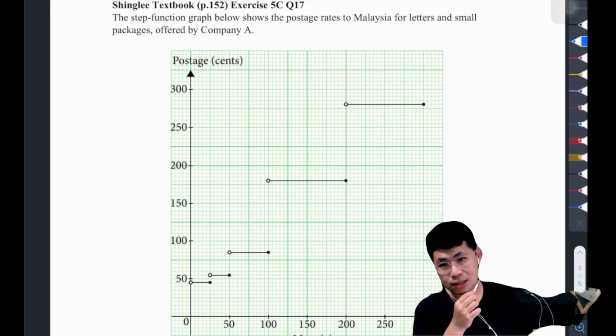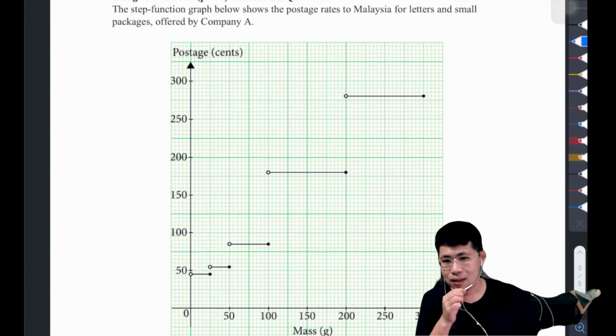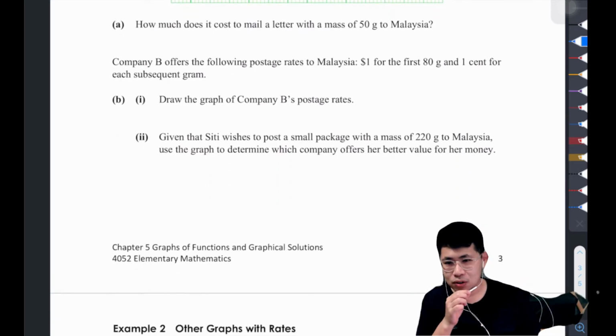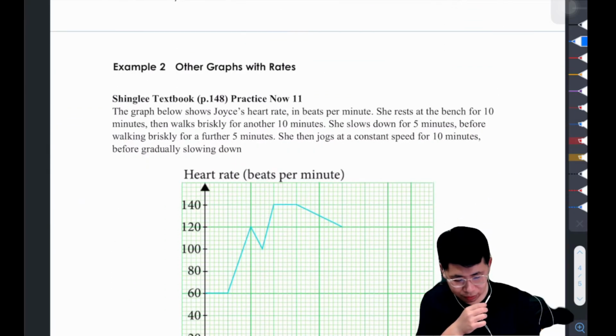Okay, so with this on your own, I believe you can try this part over here on the postage rates. And we're going to move on directly to another graph with rates.